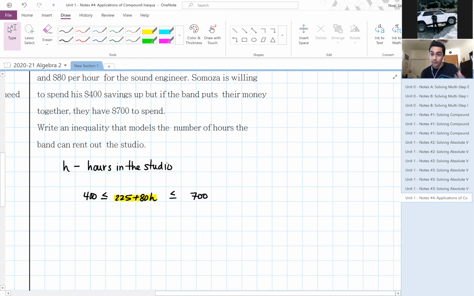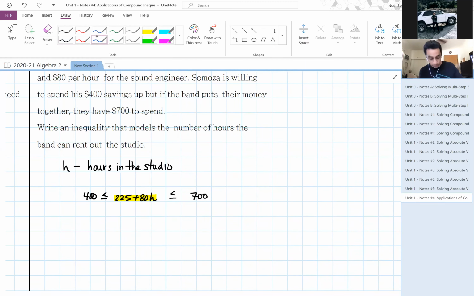If we read this back, what we're saying is the amount of money I spend in the studio will be $225 flat plus $80 an hour. I can spend more than 400 or exactly 400, but I have to spend less than or equal to 700. So I'm sandwiched in between. Those are my limitations in terms of money. Then we use the amount of hours that we think we need, and that gives us a range of how long we can be in the studio without overextending our time. So now our job is just to solve this inequality to find out what H is, what the possible hours are.